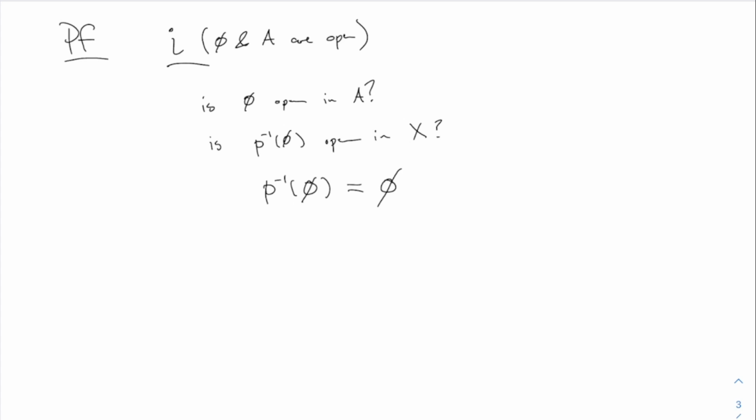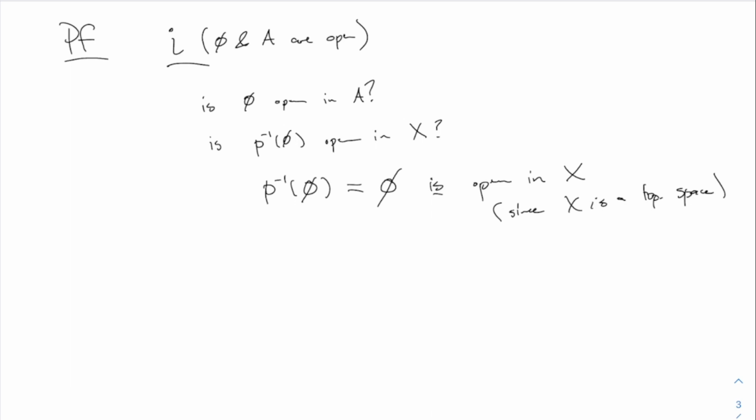Anyway, the question I'm trying to answer is: is this open in X? So this is the empty set. Is that an open set in X? Yes, it is, because X is a topological space, and that's one of the properties of any topological space. Since X is a topological space, automatically the empty set and X are open. That's the first rule of Fight Club in a topological space.